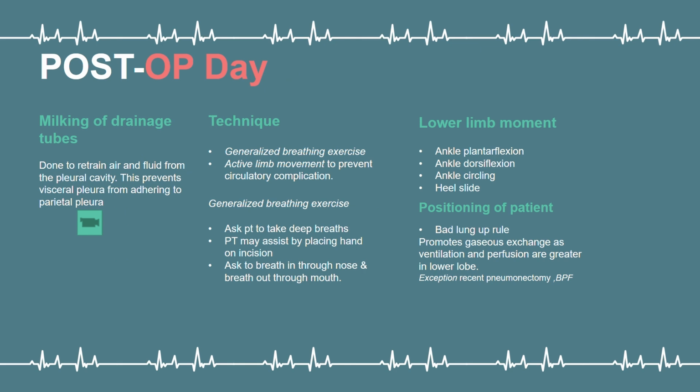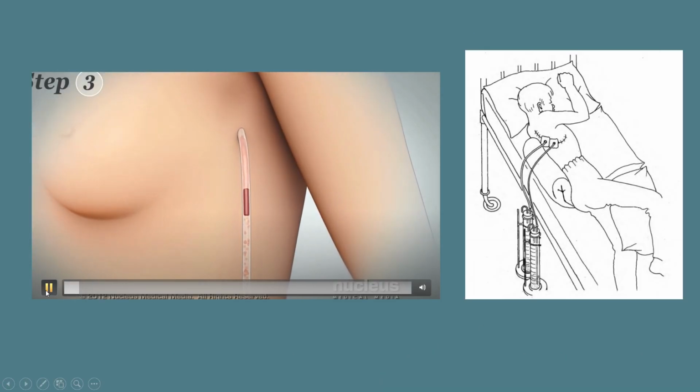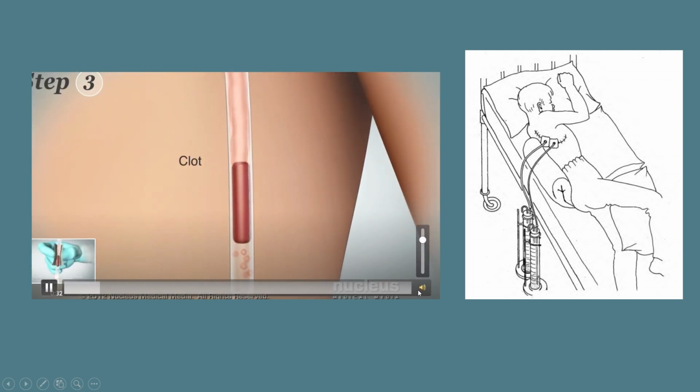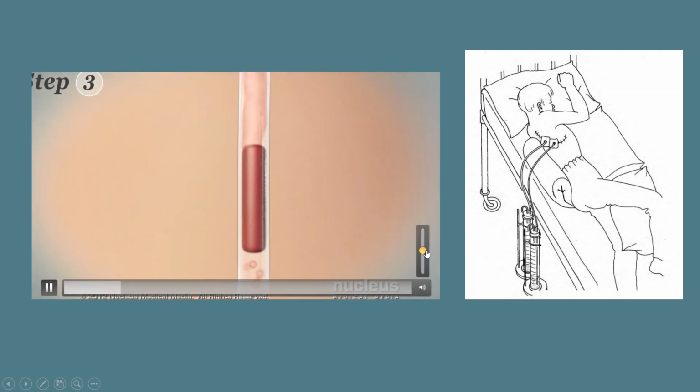Okay, so milking of the drainage tube is important so as to drain air and fluid from the pleural cavity, and the method is, let's see in the video. Step 3. Look for clots or blockages that may prevent the fluid from flowing out of the tube and into the bulb. Some clots may be hidden inside the tube under your skin.